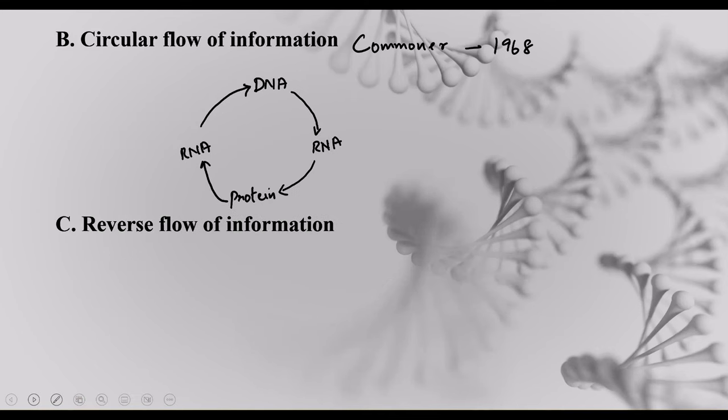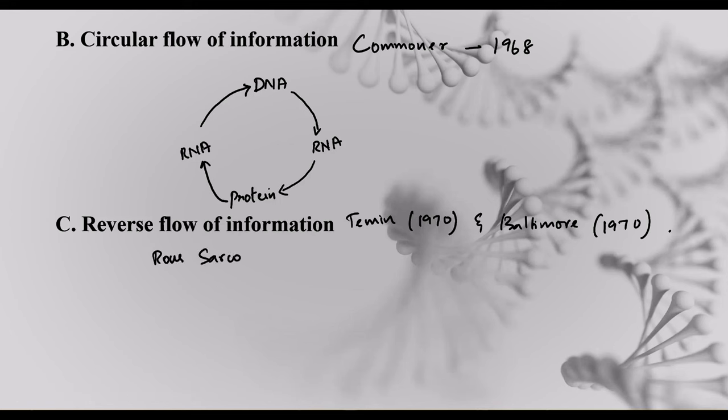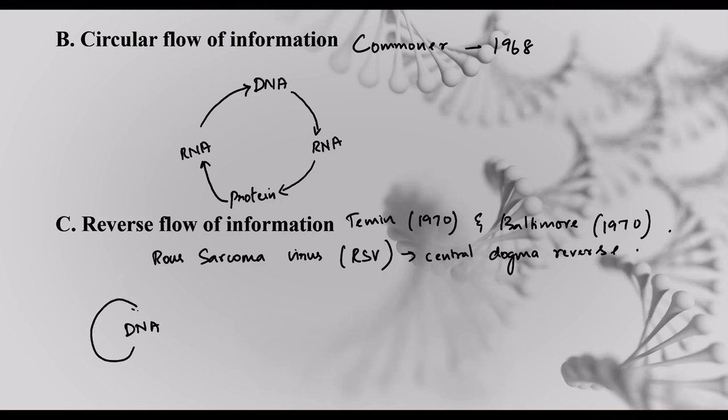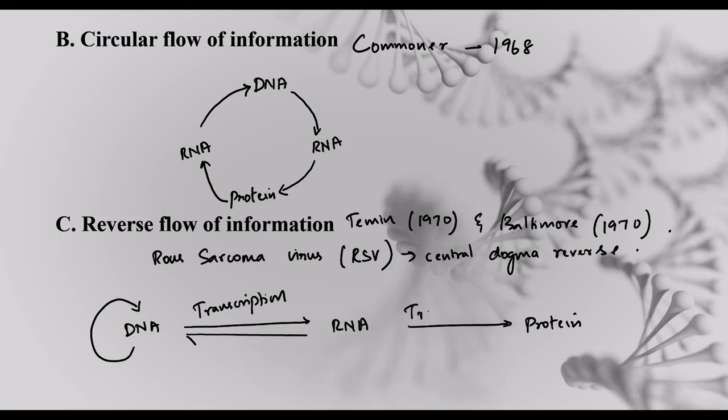Coming to the reverse flow, this was reported by the scientists Temin and Baltimore in the year 1970. They reported that the double stranded RNA of Rous sarcoma virus, which is called RSV, operates the central dogma in reverse. DNA is there, so there will be replication, and the reverse is transcription to RNA and finally protein by the process called translation. So this is all about the central dogma of molecular biology.